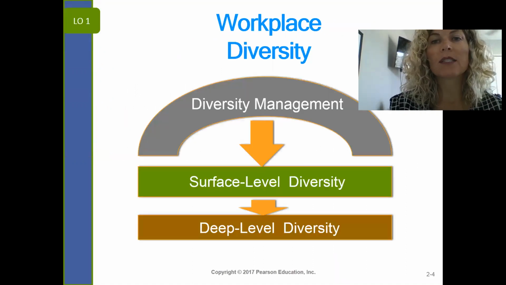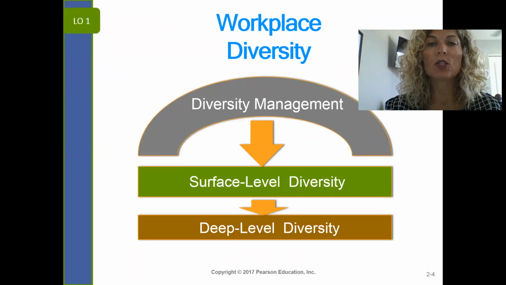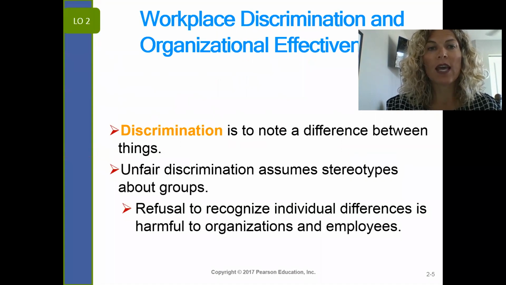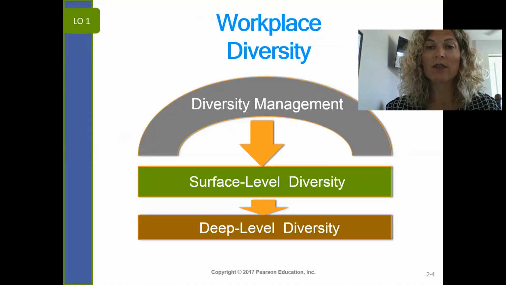All right, so when we talk about workplace diversity, this particular chapter says diversity management is necessary. We want diversity in the workplace. And there's two different types of diversity, surface level and deep level diversity. If we look at surface level diversity, this is the diversity that we can see. So we can look at someone, and it's those characteristics that we can see, and we can identify some diverse factors that way.